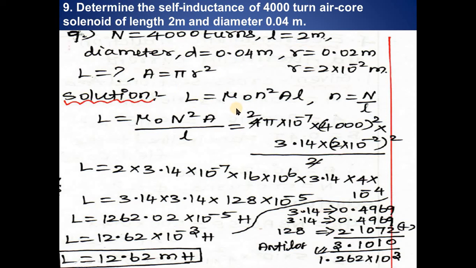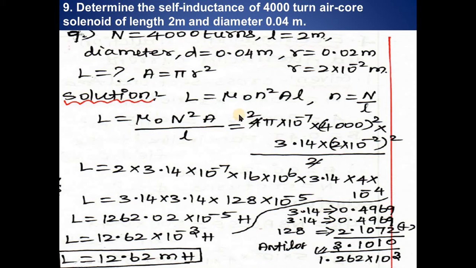Pi r square means 3.14 into r square value, 2 into 10 power minus 2, the whole square. What is the formula? L is equal to mu naught n square AL, because the self-inductance formula is L is equal to mu naught n square AL. Here small n can be written as capital N divided by L, that means number of turns per unit length. Substituting N by L in this equation, we get L is equal to mu naught N square divided by L square into A into L. One L cancels. So the remaining term is mu naught N square A divided by L.